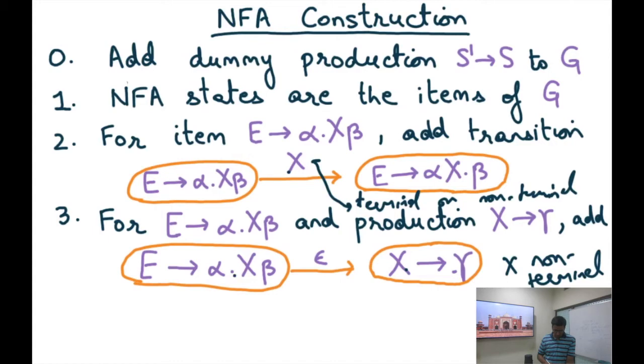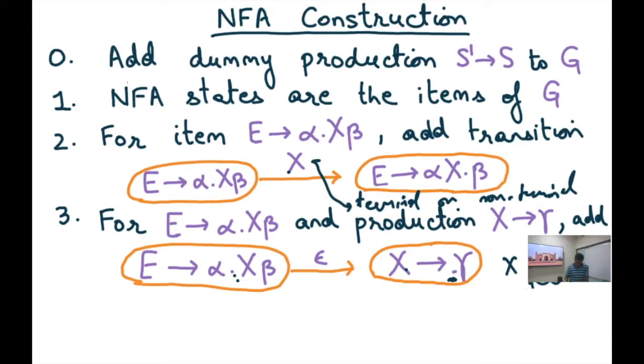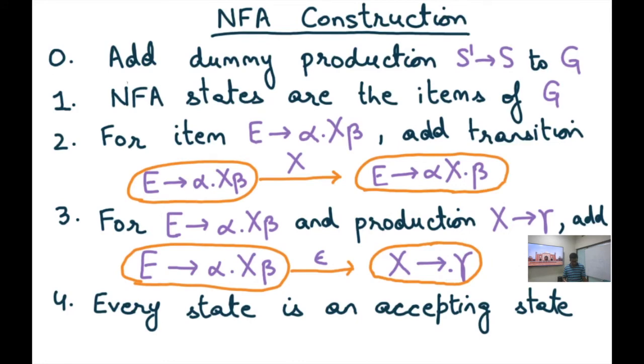So we are adding epsilon only if X followed the dot, and the transition is happening to a state where it represents a production of capital X, and the item is the one that has not consumed any symbol yet. So dot is on the leftmost side of the RHS. Okay, with that construction, we need to figure out what are all the accepting states. So when are we going to say that indeed this is a viable prefix or not?